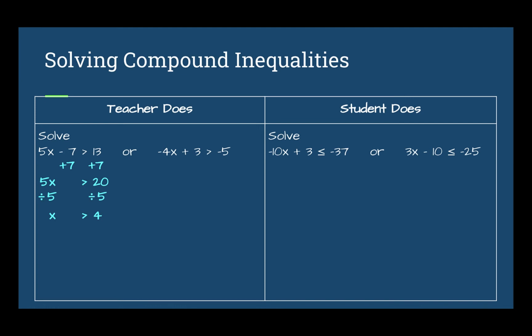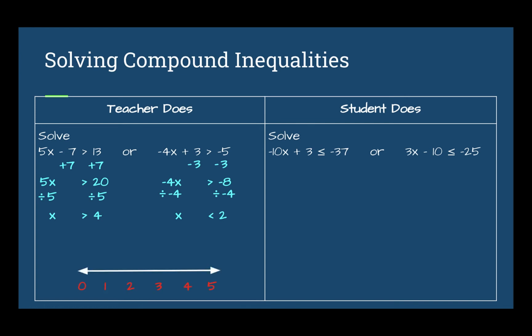To figure out other possible things that could fit our solution, I solve the other one. So subtract 3 from both sides. Negative 4x is greater than negative 8. Divide by negative 4, and I get x is less than 2. Don't forget to flip the sign. We divided by a negative. Now, because this says "or," as long as one of those two things is true, then our inequality is true.